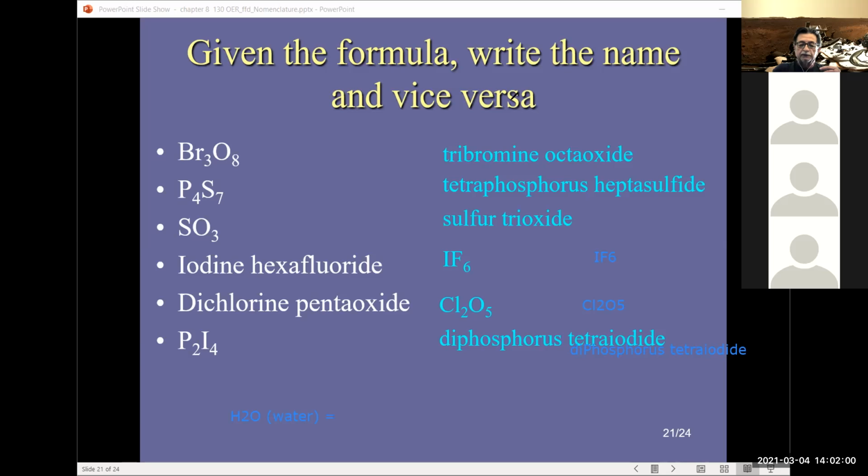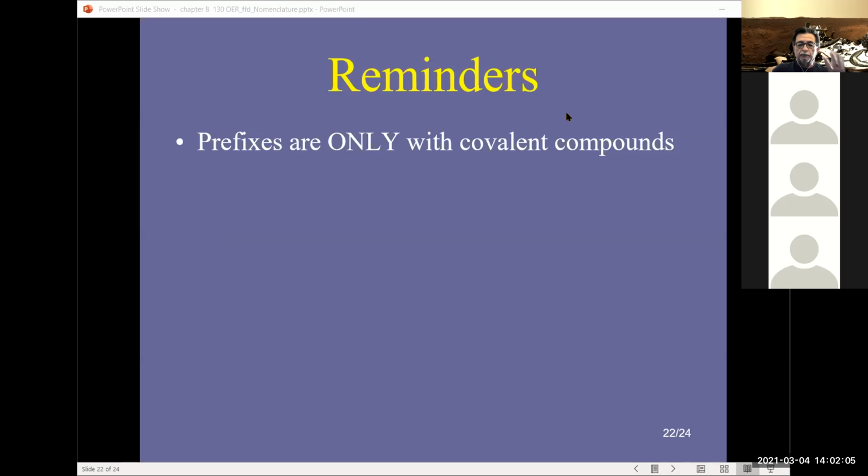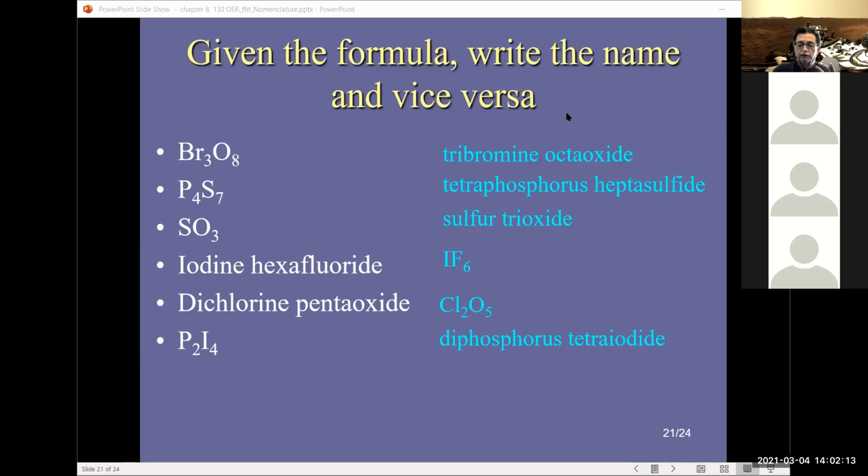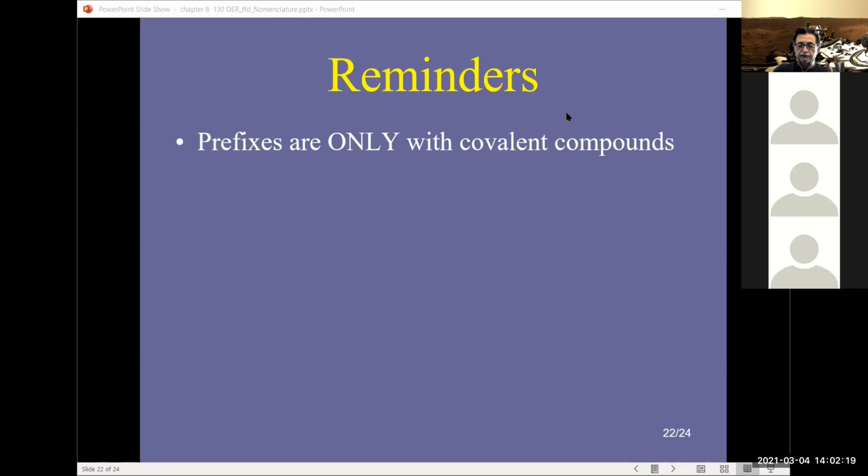All right, so let me clear this up a little bit. It's getting a little messy there. Getting close to the end of this chapter. So a reminder here. Only use the prefixes with the covalent compounds, just like we did here. Don't mix and match the 2. Ionic compounds have no prefixes, okay?